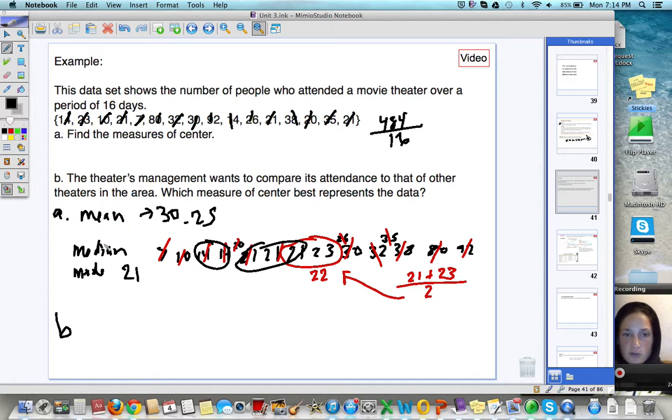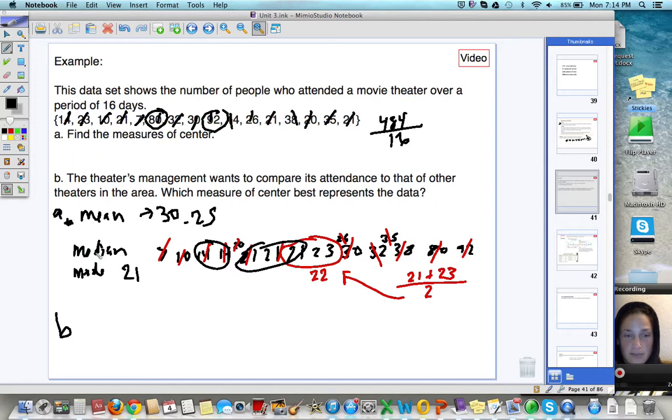The theater's management wants to compare its attendance to that of other theaters in the area. Which measure of center best represents the data? Normally we go with the mean, that's what most people pick, but then again, we have our 2 outliers. They really affect what we're looking at. It's different for every case. Normally a lot of people use the mean, but that's not always the best one.